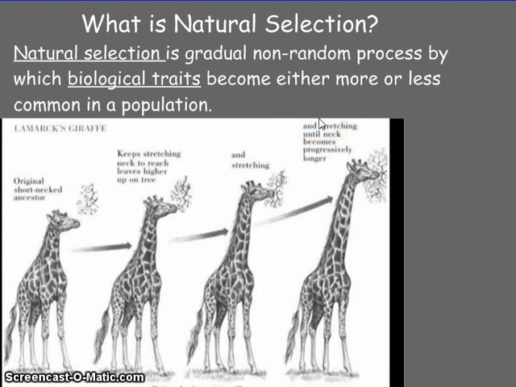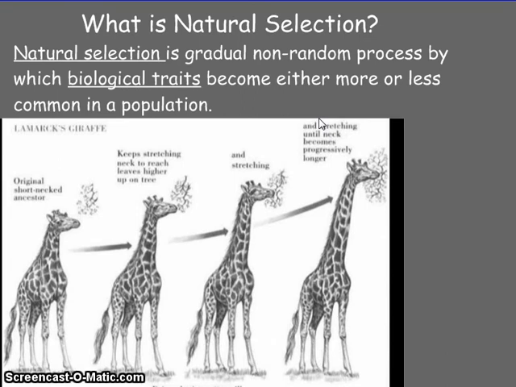Natural selection, you'll see the definition for this. This is actually above the image of the giraffes. You will define natural selection as a gradual, non-random process by which biological traits become either more or less common in a population. Now, animals cannot control these biological changes. They happen in their genes.